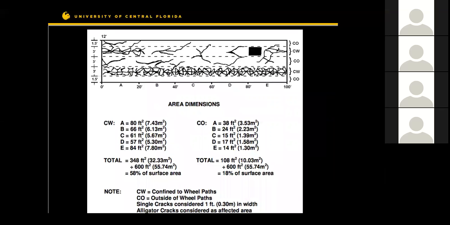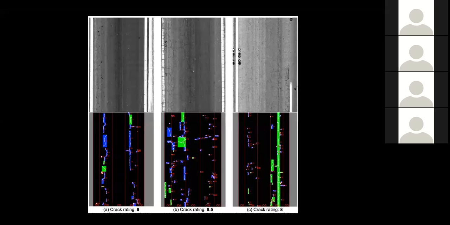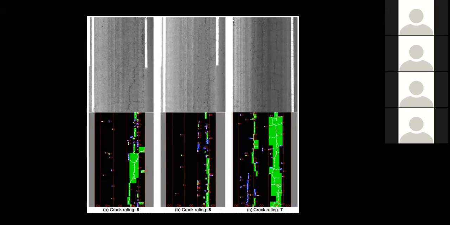The AASHTO approach considers wheel path designation, and we implemented that for the pavement images. You can see the top ones are the raw images and the bottom ones are the analyzed ones. Green is low severity and blue is average severity. If you see any red, that is high severity cracking. Some further examples. And of course, the version that FDOT is using is a 1 to 10 rating, which you can see at the bottom, and I guess less than 6 needs replacement or some sort of treatment.